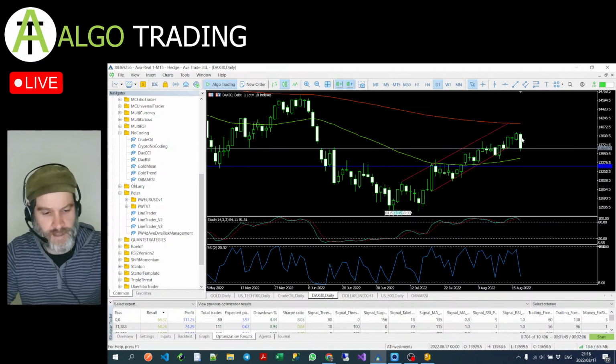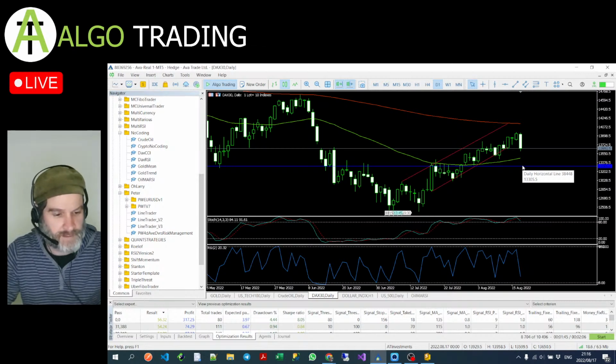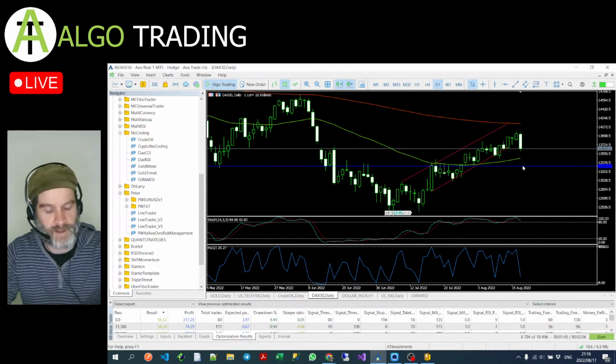DAX has just broken out of this sort of rising channel. Broken out. I'm waiting for a retest down here, and that's when I'll go in for long at about 13,300. That's where my long entry is going to be.